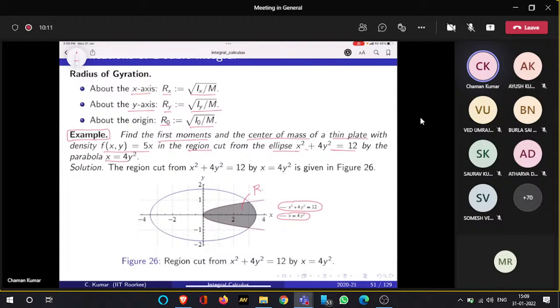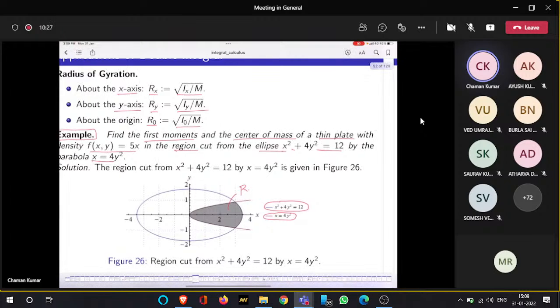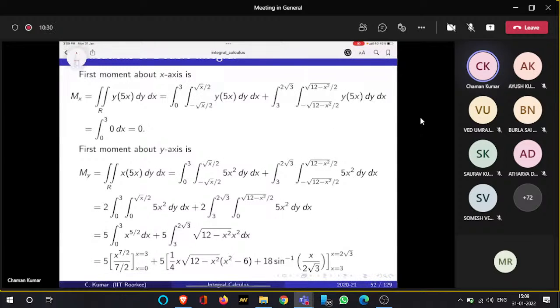Now the density at a point (x, y) in this region of the thin plate is 5x. So we have the density, we have the region, so we can find the moments, the first moment and the center of mass. So let us do it. The first moment about the x-axis, as I said, when you calculate it about the x-axis, you write y here and the function f(x, y). So you substitute this here and integrate this over the region R.